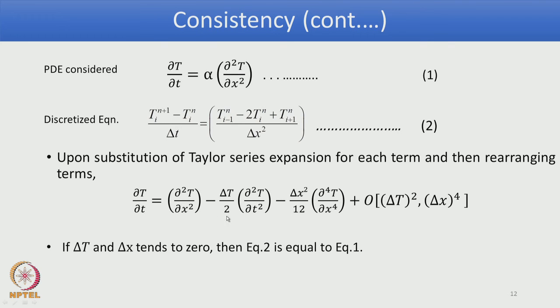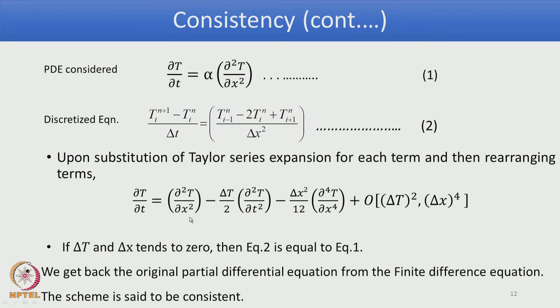So, we can understand that from this. If you make delta t go to 0 and delta x go to 0, then the original PDE, that is appearing here itself, dou t by dou t equal to dou square t by dou x square, we get back the original PDE from the finite difference equation. Hence, this particular scheme, that is forward in time, central in space, for this PDE is said to be consistent. So, one can analyze any PDE this way. This is a very straightforward procedure.